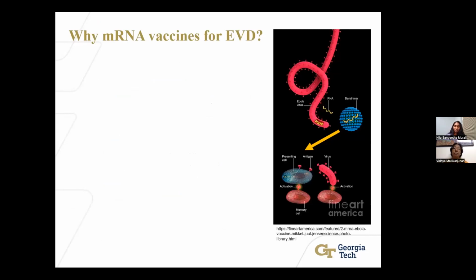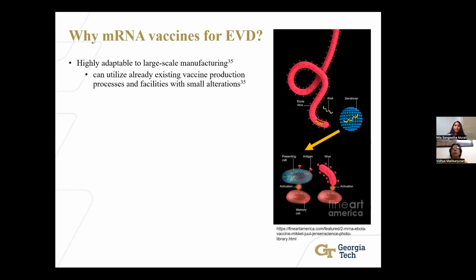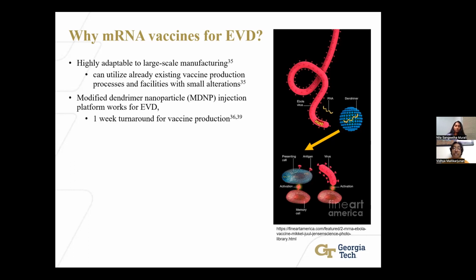There are even more benefits, including the fact that manufacturing systems for mRNA vaccines are highly adaptable, which means it's a lot easier to respond to changes in virus morphology, or even utilize existing equipment from the COVID-19 pandemic and repurpose it for making EVD vaccines. There's also a particle encapsulation technology called MDNP injection, which is really effective for EVD. It allows for a 1-week turnaround for injection-ready vaccines after getting the necessary DNA sequences, and allows for the support of multiple filoviruses.